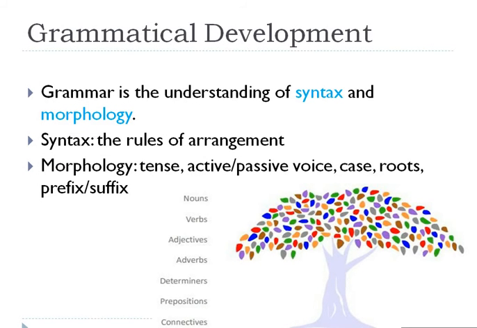The fourth and final component of language development is grammatical development. And grammar here is the understanding of syntax and morphology. Syntax meaning the rules of arrangement in our sentences, nouns, verbs, adjectives, conjunctions, and morphology meaning how we change and shift language to fit tense, voice, how we add on prefixes, suffixes, how the case changes when we talk. Those are what we call morphemes, adding and shifting words to fit the time, place, content.